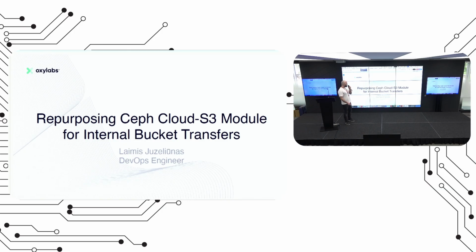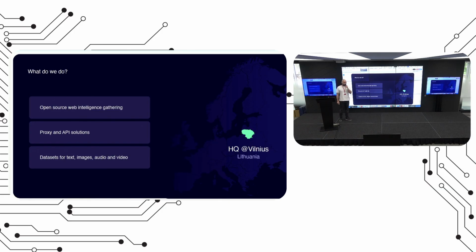So first and foremost, what is Oxylabs? What do we do? So we focus on open source web scraping and various web intelligence gathering. We provide methods and technologies to achieve that, like proxies, API solutions, and we generate a lot of data sets for text, images, audio, and video most recently. We're headquartered in Vilnius, Lithuania, about 500 people. We often give out data sets for research, for various PhDs.